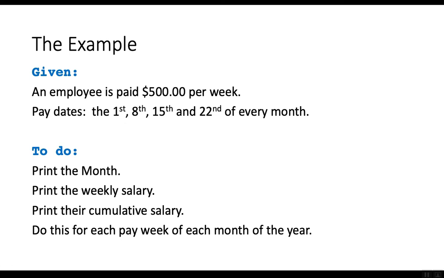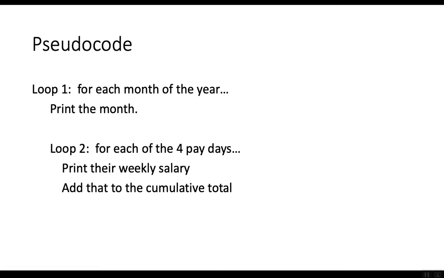What we have to do is print out the month, their weekly salary, their cumulative salary, and then we want to do this for every pay week for each month of the year. So, as always, think about the pseudocode, and I want a nested loop. So I want a loop within a loop, because that's what this example is for. So let's talk about that. How would this work in the pseudocode?